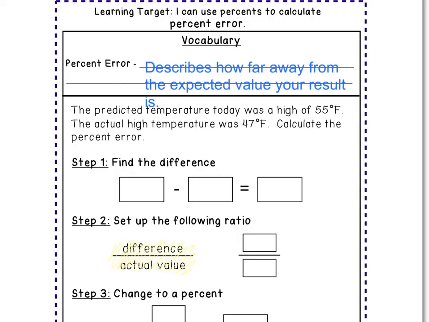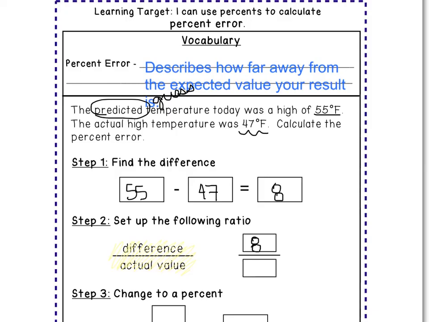Let's read this question again. The predicted temperature today was a high of 55 degrees Fahrenheit. Predicted means that it is a guess. It's a bet. We're betting that the temperature is going to be 55 degrees. And we all know weathermen, as much as they try, they're not always right. So we're finding the actual high temperature was 47 degrees. We're going to calculate the difference, so 55 minus 47, and we get a temperature difference of 8 degrees. So they were off on their guess by 8 degrees.